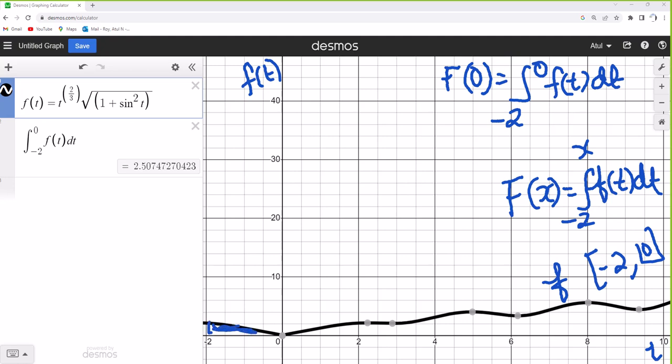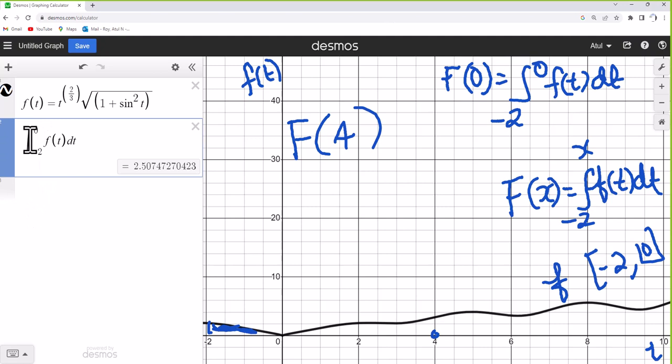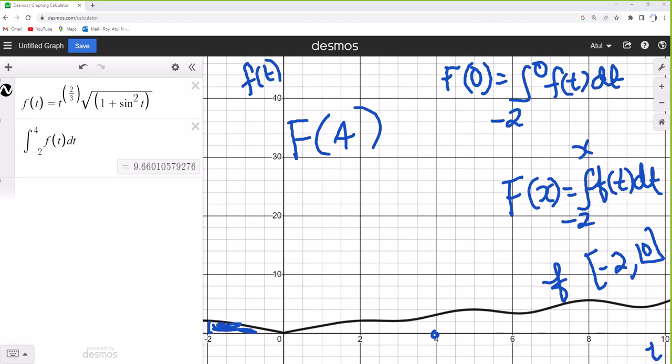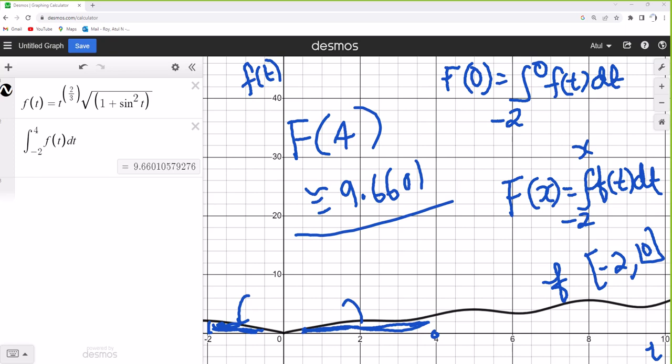Now say we want to obtain the value of the function big F at 4. I can simply go to the integral and change this upper limit to 4, and that value is about 9.6601. So the area from -2 to 4, this whole area, like the area here and here, is approximately 9.6601. So that's how we obtain various values of this function capital F defined in this way.